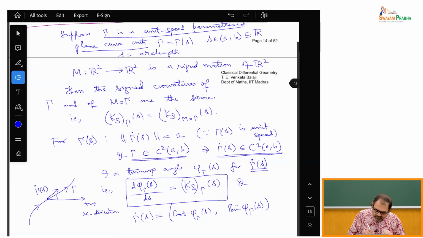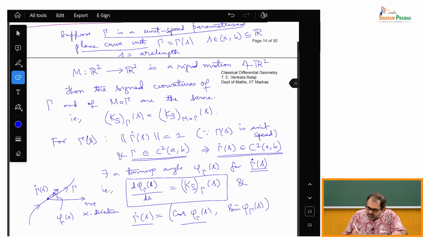the turning angle is measured like this. So phi sub gamma of s is measured like this. It is measured with sense from a fixed direction to rotate towards the unit tangent vector. And this should be measured in the anticlockwise sense. So then gamma dot can be written as cos phi gamma of s, sin phi gamma of s.